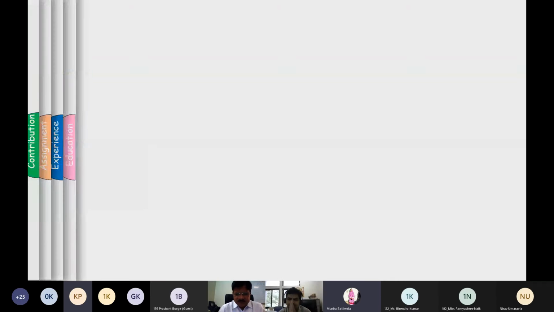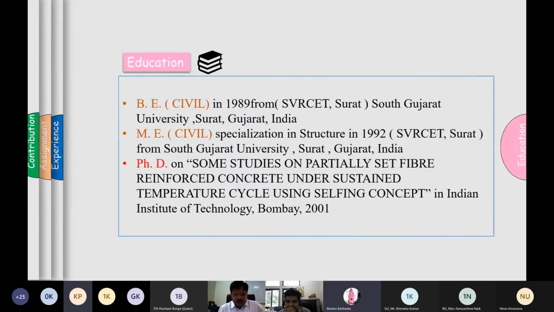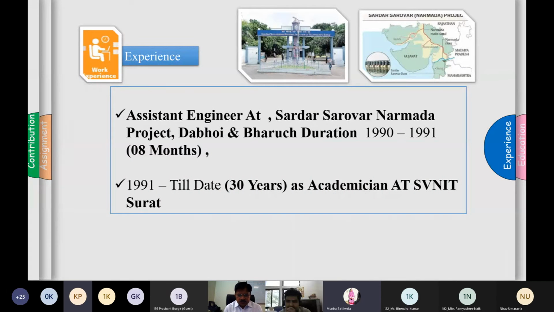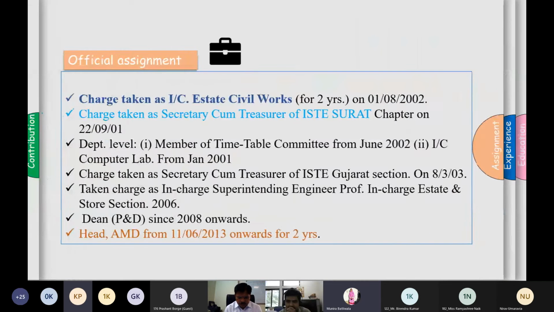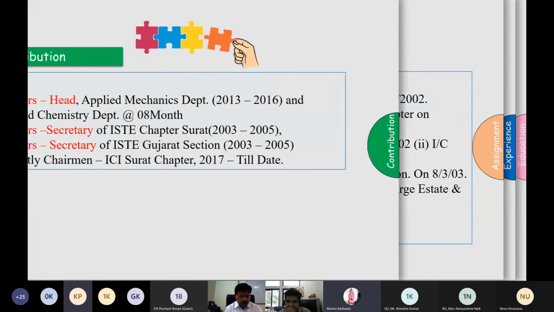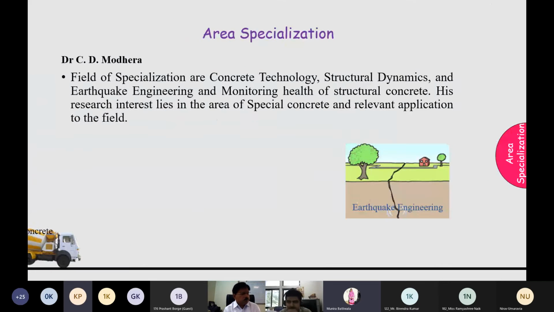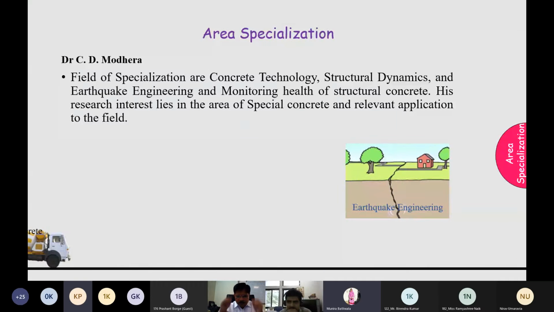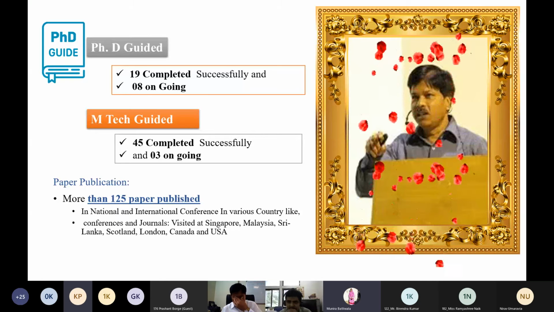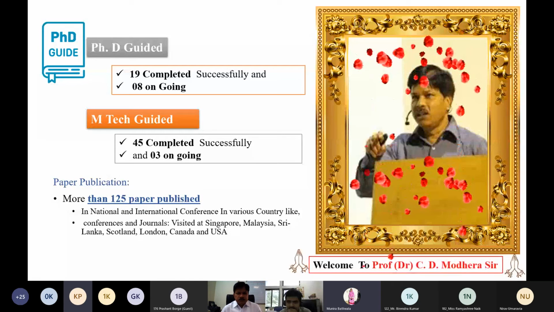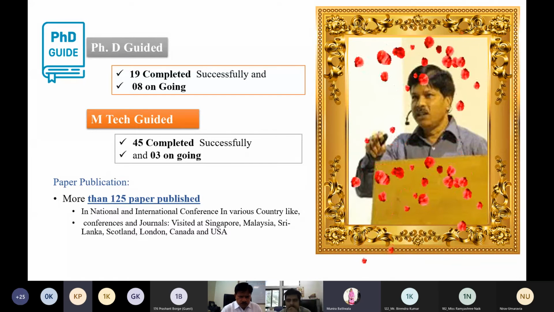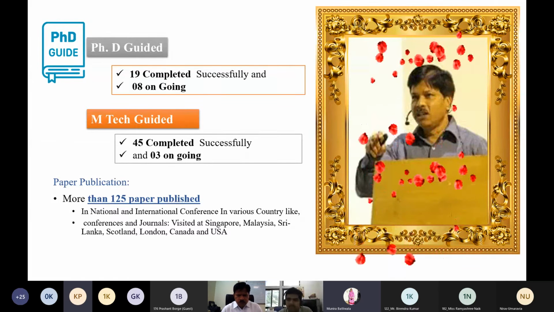Sir has teaching experience of more than 30 years and he is also the chairman of ICI Surat since 2017. Sir has published more than 125 papers in various national and international conferences and journals. Sir has delivered more than 50 expert lectures in various STTPs, FDPs, seminars and workshops. Sir has guided almost 19 PhD students and 8 are ongoing. Sir has very good expertise in concrete technology and today we have to take advantage of his knowledge. Once again, I welcome sir and I request sir to start the session.